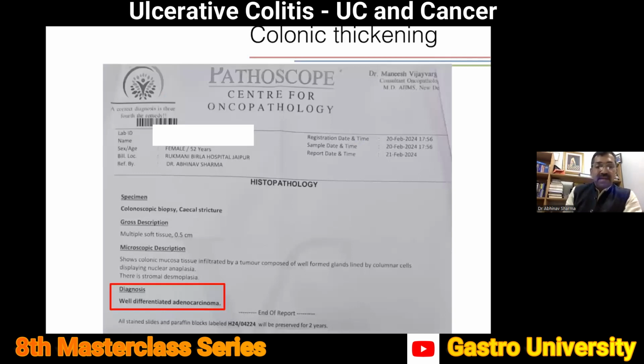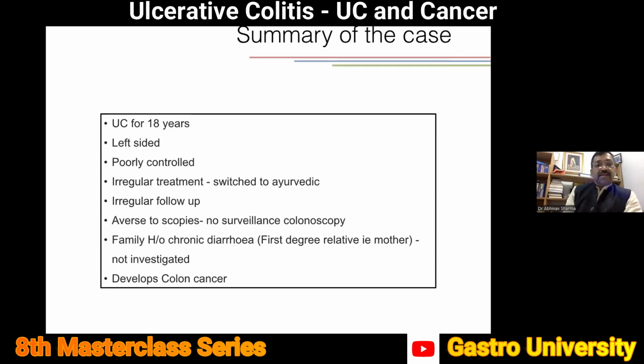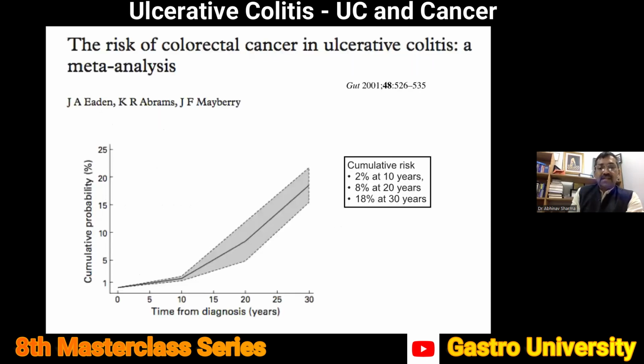Now, we sent the biopsy, and surprisingly it came out as a well-differentiated carcinoma, though the endoscopic appearance didn't look like a malignancy. To summarize, this lady has had ulcerative colitis for the last 18 years, left-sided to begin with, poorly controlled. She was on irregular treatment, in between stopped treatment, and follow-up was also irregular. She was averse to endoscopies. There was no surveillance colonoscopy despite 18 years of disease. She has a family history of chronic diarrhea in a first degree relative, that is her mother, which was not investigated, and she develops colorectal cancer.